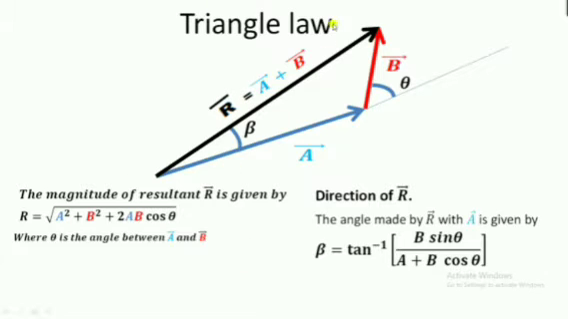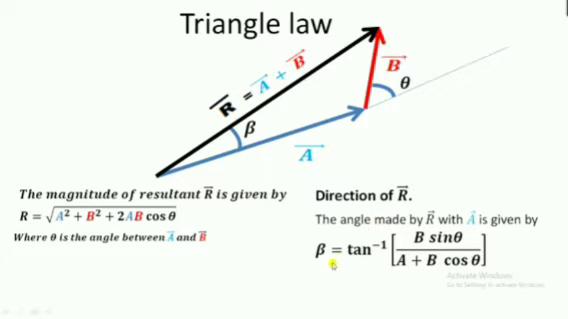If two vectors represent the two sides of a triangle, then the resultant of these two vectors will be represented by the third side of the triangle. And you have to see that the tip and toe of these two vectors should come together, and the magnitude of the resultant vector will be given by this expression, and the direction of the resultant will be given by this expression.